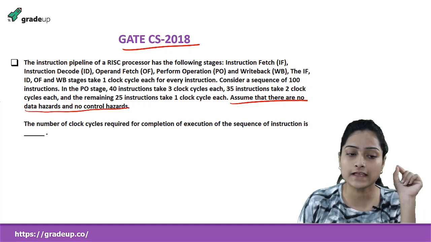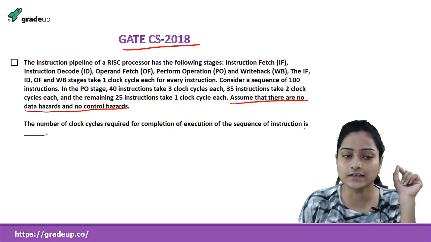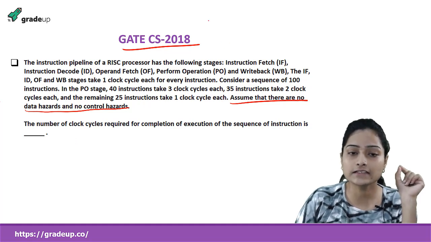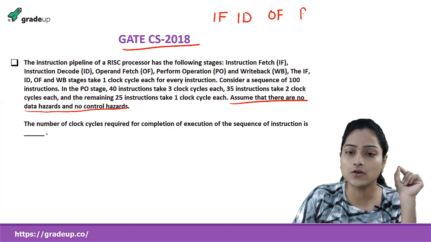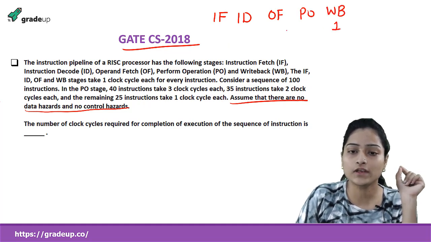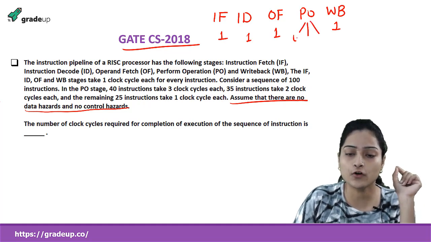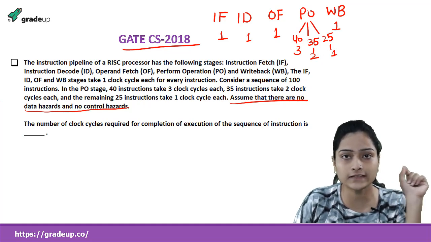The number of clock cycles required for completion of execution of the sequence of instructions is. It is asking us the number of clock cycles required to execute this particular sequence. We have 5 stages: IF, ID, OF, PO and WB. All are going to take only 1 clock cycle except PO, which has a different configuration. For 40 instructions it takes 3 clock cycles, for 35 instructions it takes 2 clock cycles, and for the remaining 25 instructions it takes 1 clock cycle.